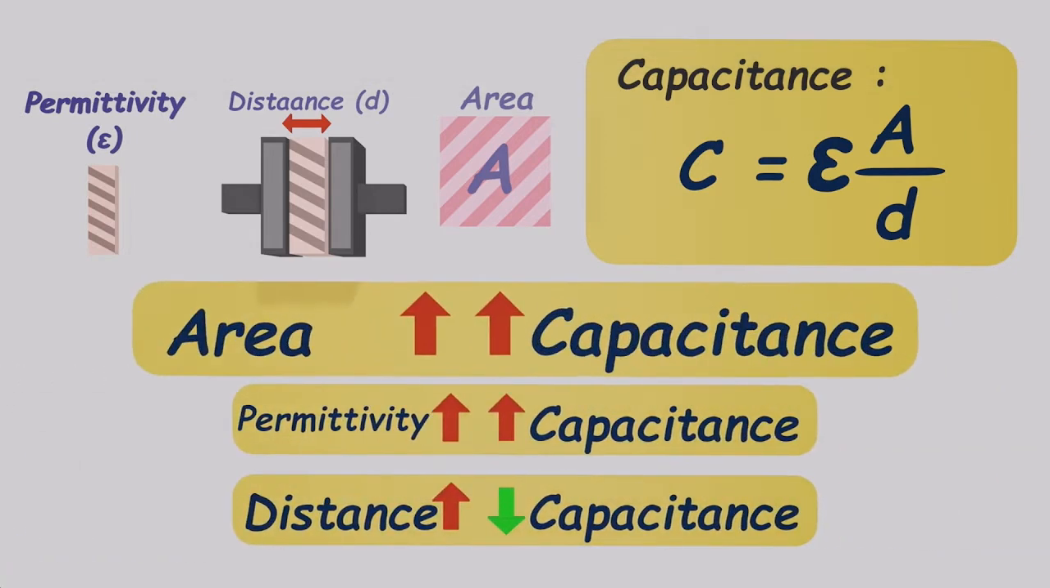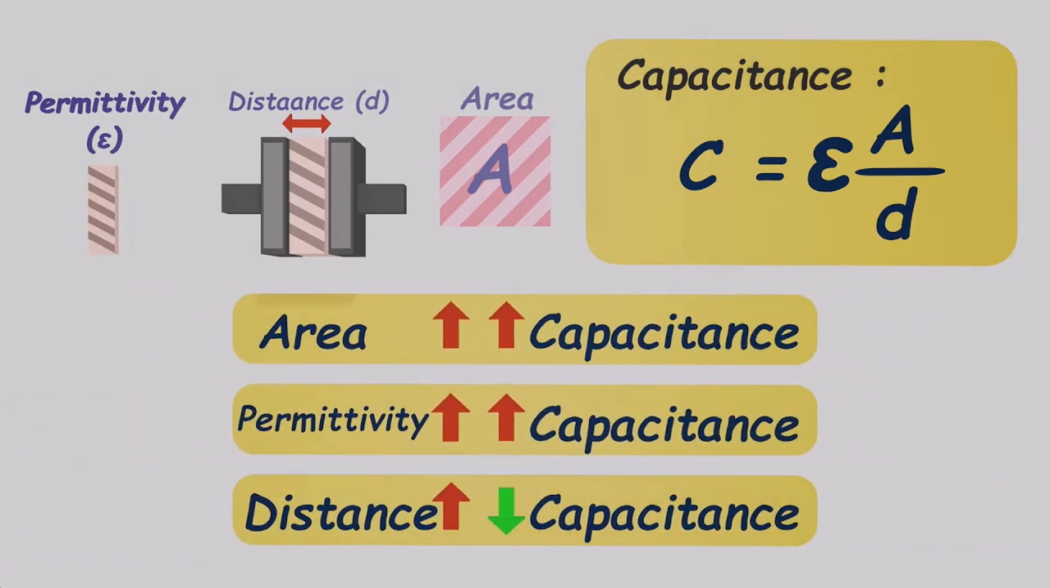Capacitance increases with the surface area of the conductors and the permittivity of the insulating material, while it decreases with the distance between the conductors.